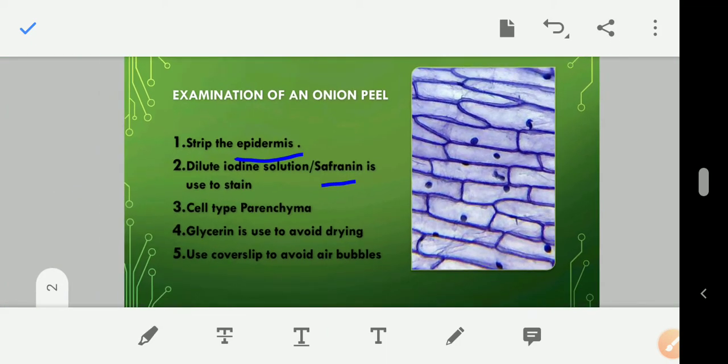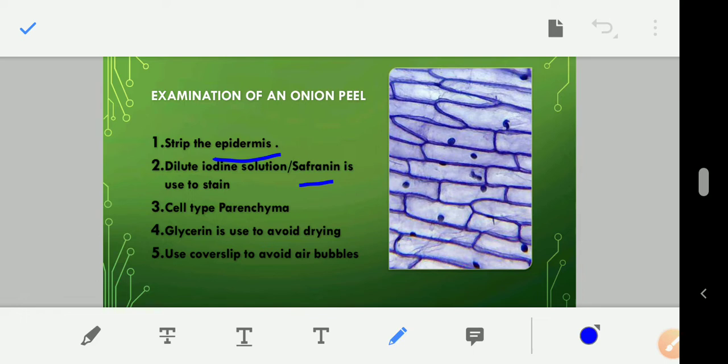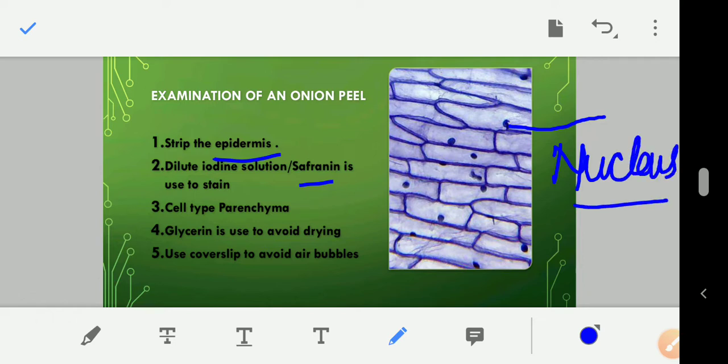Staining is important to view the nucleus, because the nucleus will gain the color from the staining and it's easy to observe. Now another thing you can notice here: first of all, onion peel is rectangular in shape and the nucleus is on the periphery. This is a nucleus, and from this slide we conclude that in a plant cell, the nucleus is on the periphery.